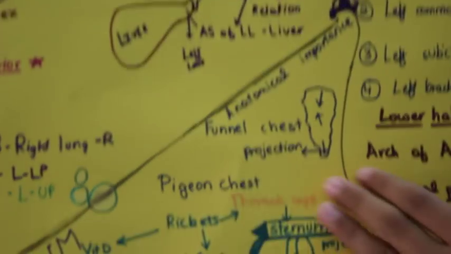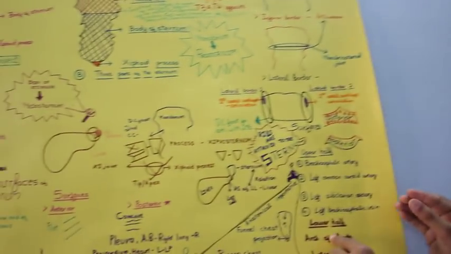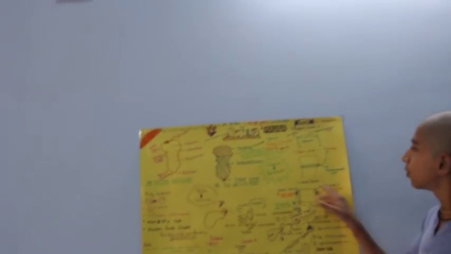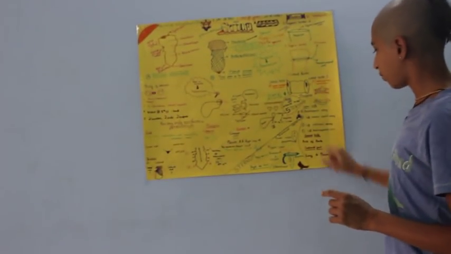Now the lower half is connected to the arch of the aorta. So you have the aorta in the heart. So the arch of it is the same area over here. We will study the angle of Louis in the next few minutes. That will make this point clear.